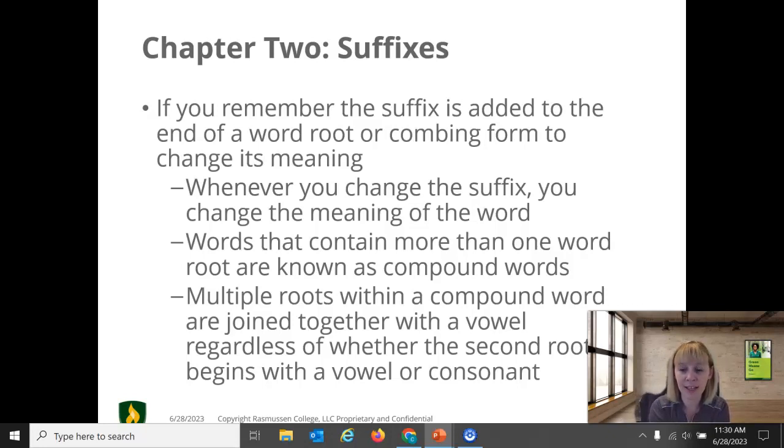It would be a wise idea, again, for you to check out Table 2-1 and 2-2 in your textbook. Table 2-1 will give you the review of word roots and combining forms with suffixes. And Table 2-2 will review compound words with suffixes.